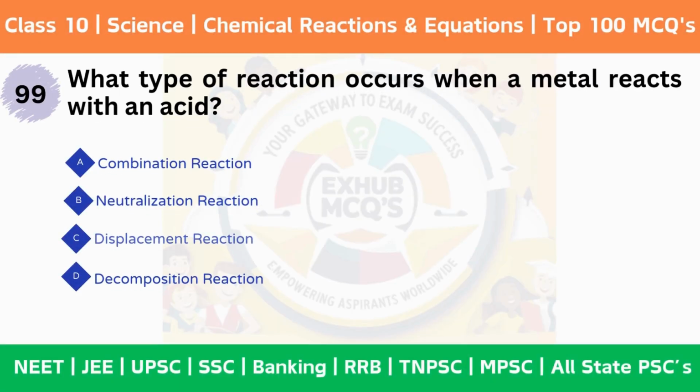MCQ 99. What type of reaction occurs when a metal reacts with an acid? Option A, combination reaction. Option B, neutralization reaction. Option C, displacement reaction. Option D, decomposition reaction.